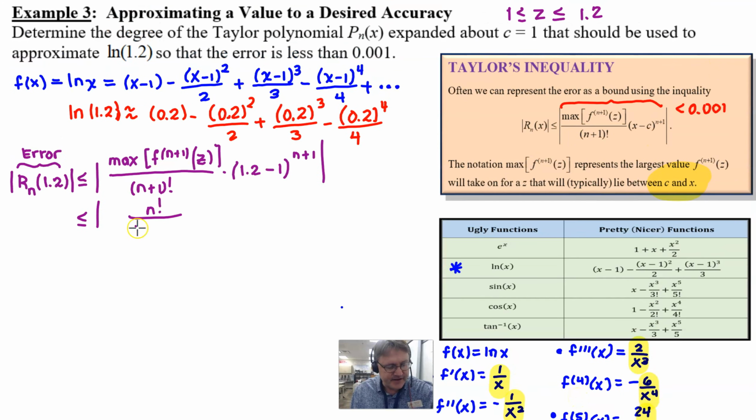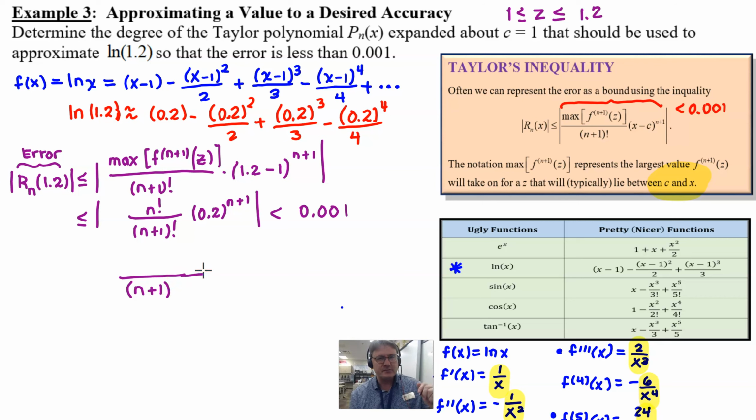Now the rest of this follows suit pretty logically. You have an n plus 1 factorial there, and then of course a 0.2 to the n plus 1 here. And that should all be less than the error that they provide of 0.001. Let's go ahead and do a little bit of simplifying. N factorial over n plus 1 factorial, we know to be 1 over n plus 1, of course. I'm going to do a little bit of maneuvering here with this 0.2, a little trick I'm going to show you. I don't like decimals. This is the same as 1/5, right? 0.2.